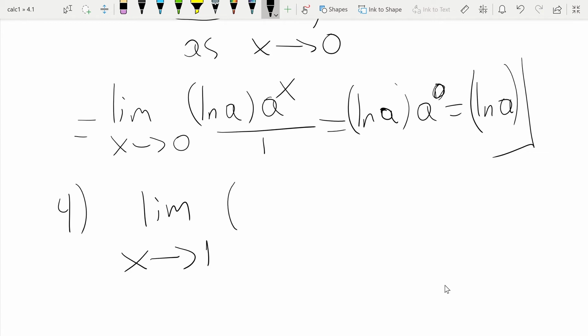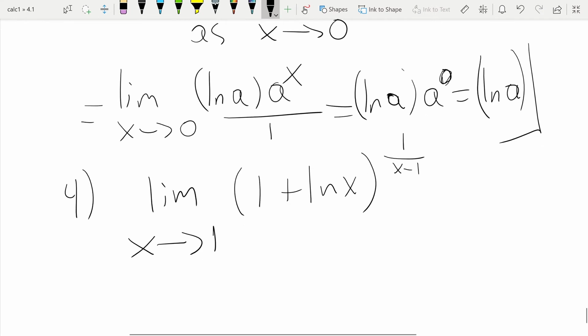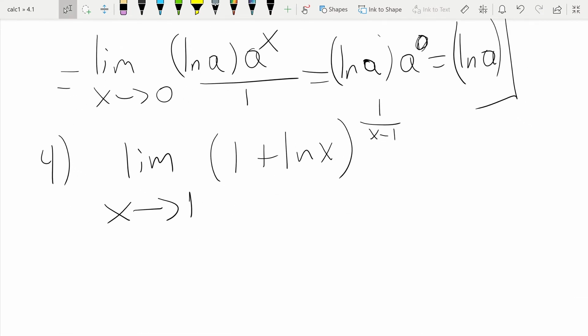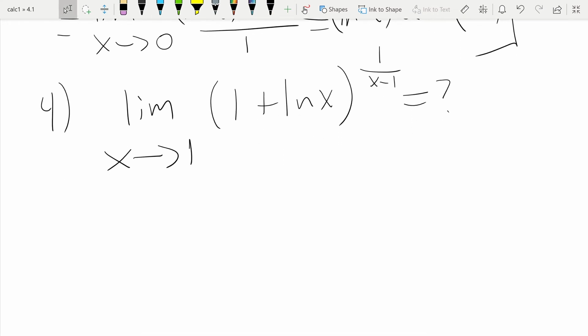So let's try to look at this limit of (1 plus natural log of x) to the 1 over (x minus 1) as x approaches 1. How do we compute that? Well, we first find that this is actually in an indeterminate form, so we can apply L'Hopital's rule.